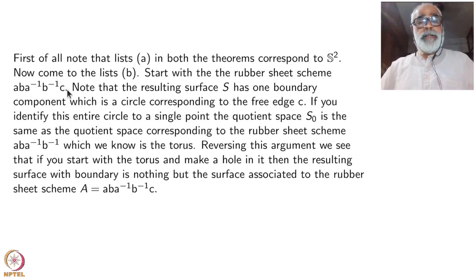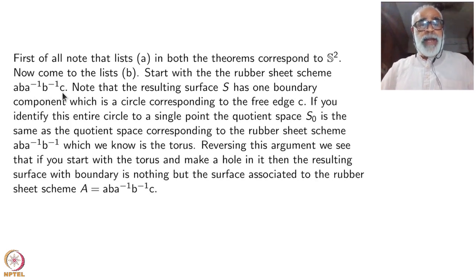Do you understand? This I will repeat. What do I start with? I don't start with the torus with a hole. I take A, B, A inverse, B inverse. I know that is a torus. But now I have a different scheme here, namely there is a pentagon, A, B, A inverse, B inverse. The fifth side is just C.